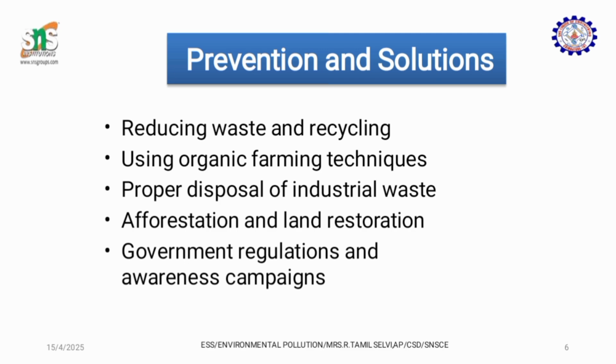Prevention and solution. So, how do we combat land pollution? Some effective prevention methods include reducing waste generation and actively recycling materials, using organic farming techniques instead of harmful chemicals, ensuring proper disposal of industrial waste through regulations, afforestation projects that restore green cover and prevent erosion, and most importantly, conducting government awareness campaigns to educate the public and the industries.